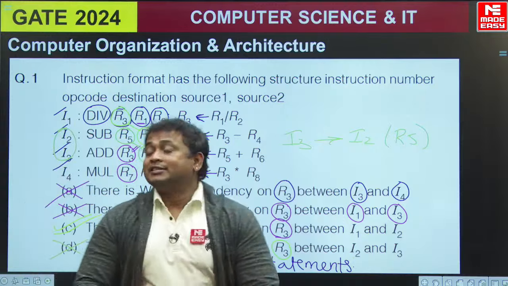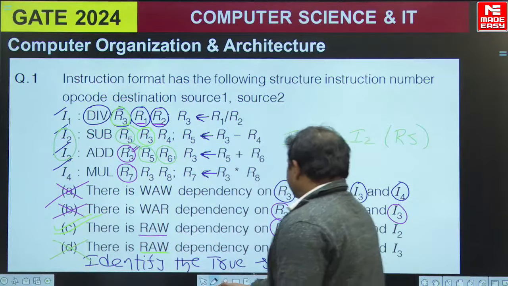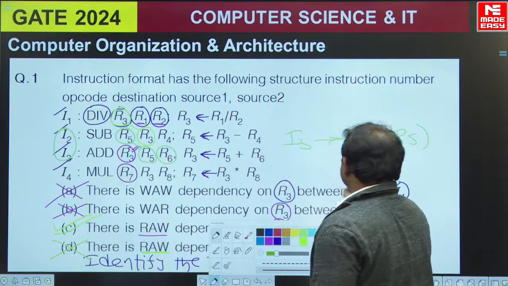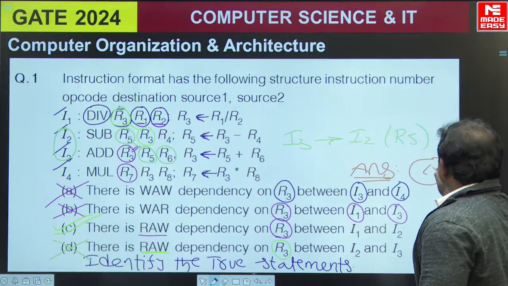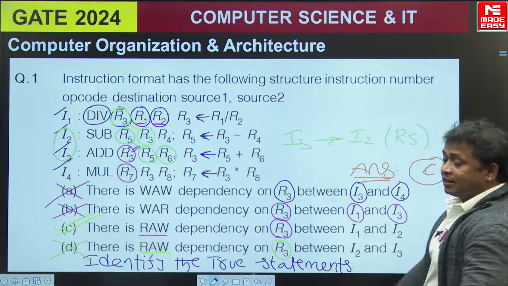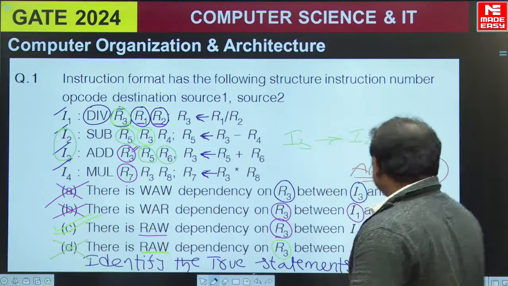So the correct answer is C. According to this question, the right answer is C. Please respond. How many of you gave the right answer? C is the right answer. Clear? Very good. Next question.